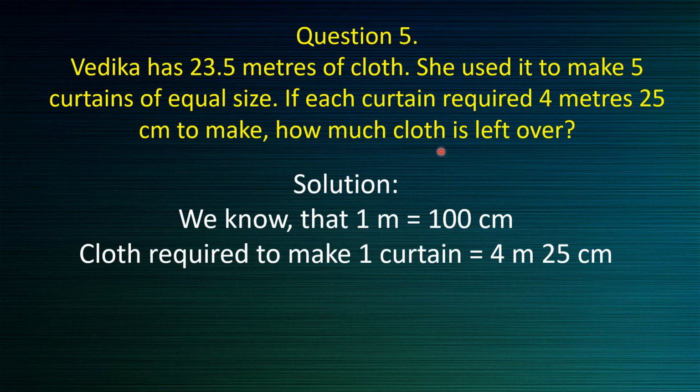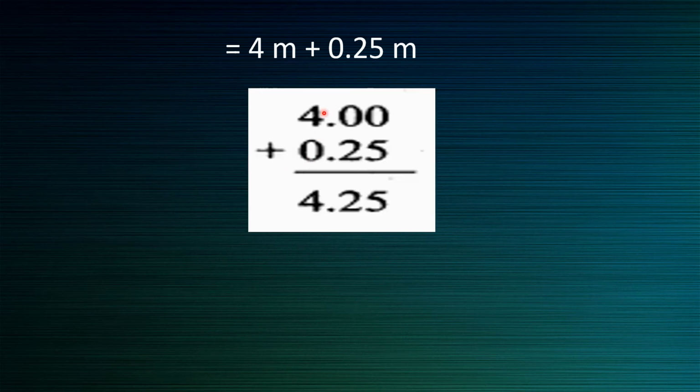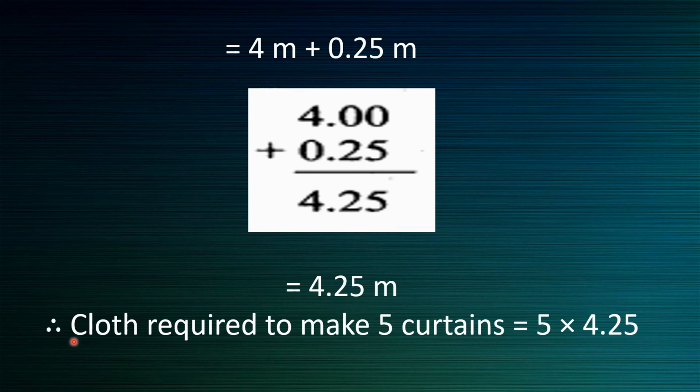So we know that 1 meter is equal to 100 centimeters. So cloth required to make one curtain is equal to 4 meter and 25 centimeter. So first we will convert this centimeter into meter. So that is equal to 4 meter plus 25 upon 100 meters. So 4 meter plus 0.25 meters. So now we will add this, you will get 4.25 meters. Therefore cloth required to make 5 curtains is equal to 5 multiplied by 4.25 meters.